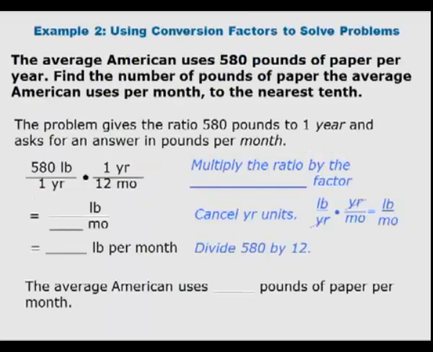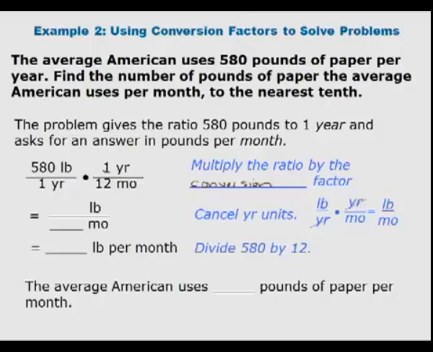The average American uses 580 pounds of paper per year. We want to find the number of pounds of paper the average American uses per month. That's 1 month to the nearest 10th. We're going to multiply the ratio by the conversion factor. Okay. So we have pounds over years is equal to 1 year is 12 months. This is our 1. This is our conversion factor.